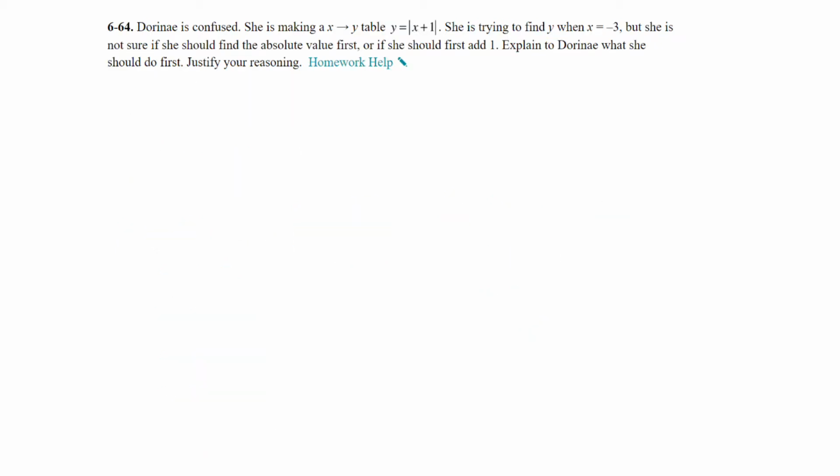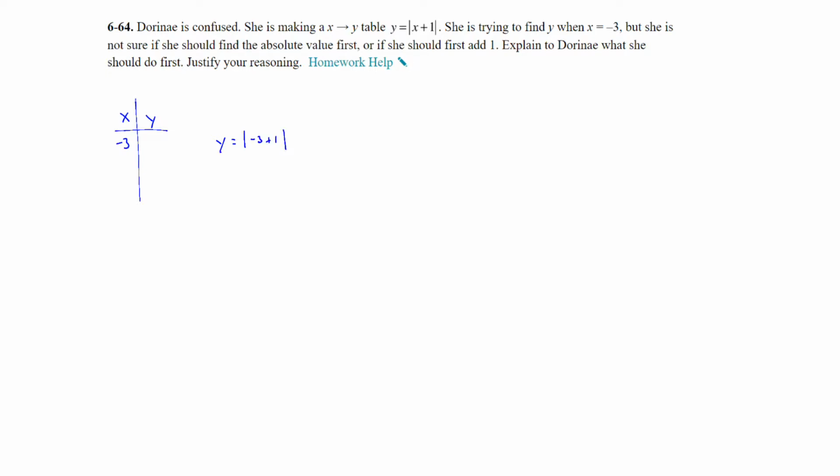Dorena is confused. She's making an XY table for y equals the absolute value of x plus 1. She's trying to find y when x is negative 3. But she is not sure if she should find the absolute value first or if she should first add 1. Explain to her what she should do first. Justify your reasoning. Now, if you are going to create an XY chart and you're plugging in the number negative 3, it should be y equals the absolute value of negative 3 plus 1.